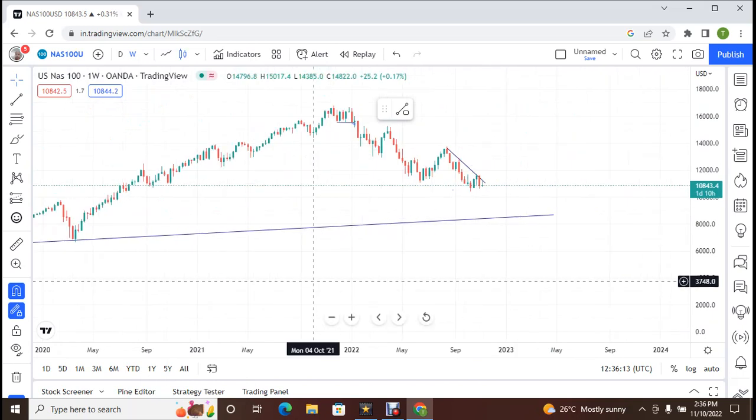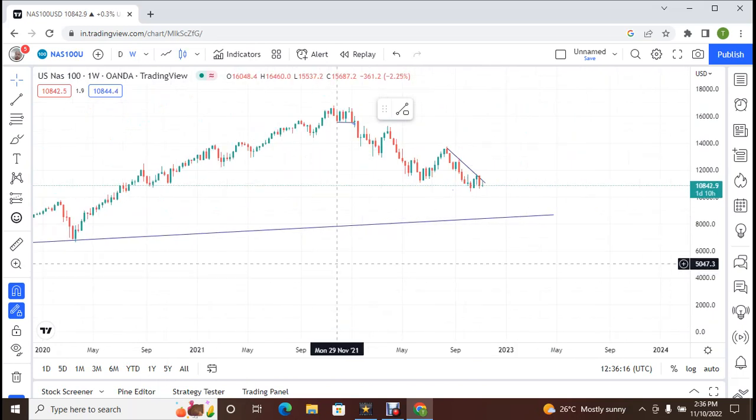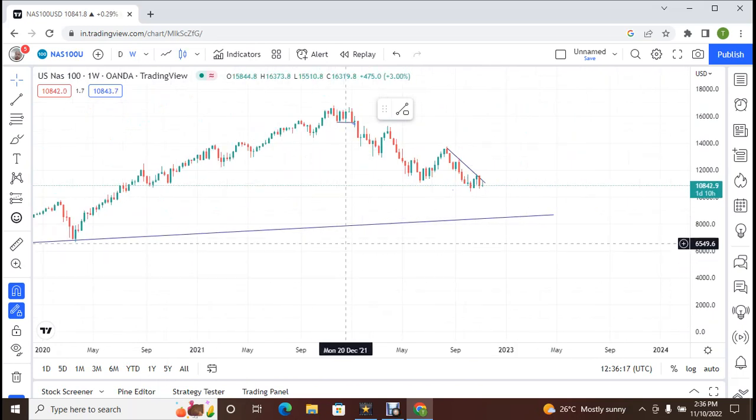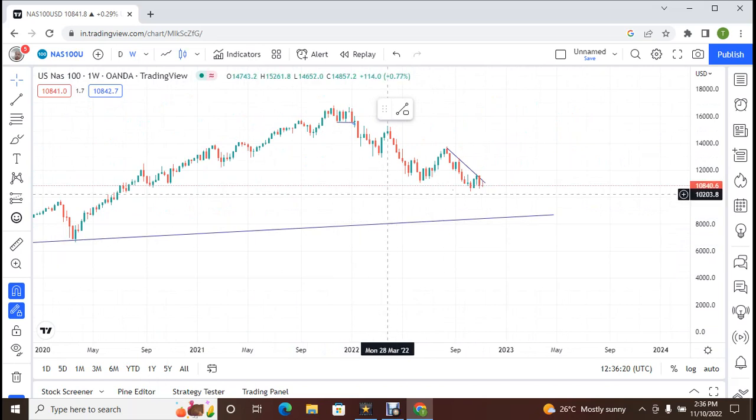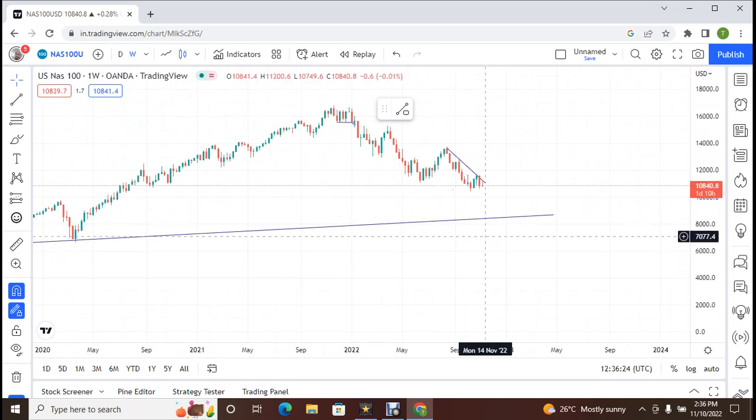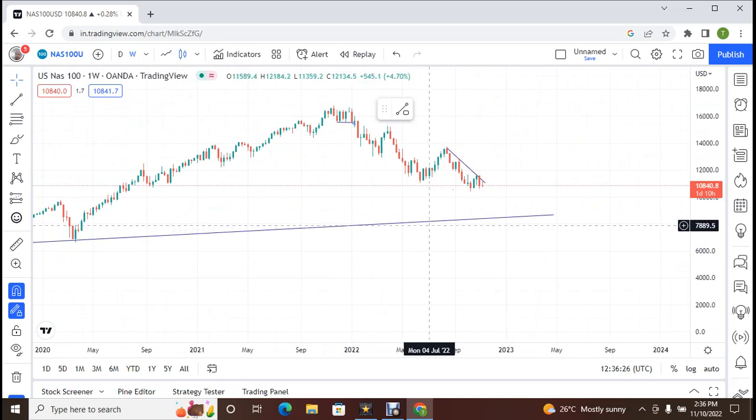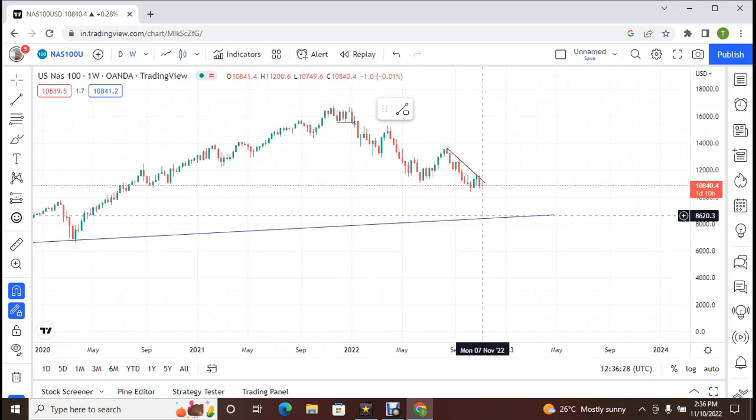let's say a double bottom. Let me make an example with a double bottom. When you see a double bottom on a weekly time frame, it means the market is changing direction for a very long time.